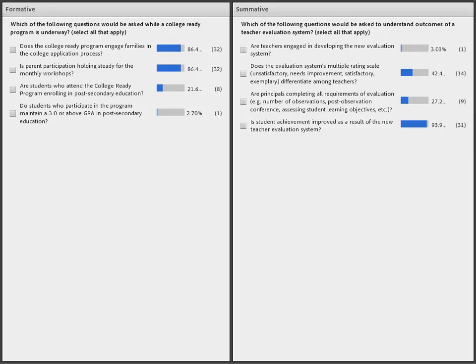Also important to think about more intermediate outcomes of the teacher evaluation system, and I see many of you have selected the differentiation among teachers as an outcome. Interestingly, you've also chosen principals completing all the requirements of the evaluation as an outcome. I would see that as quite a short-term outcome for an evaluation, but certainly one that, if you're doing a lot of training of principals and evaluators, seeing that change would be a critical short-term outcome of the program. So with that, let's turn back to the slides and move along.